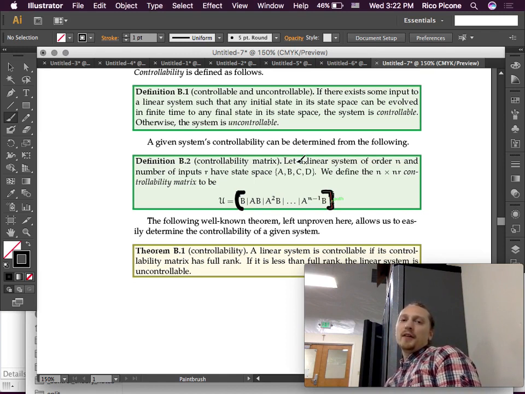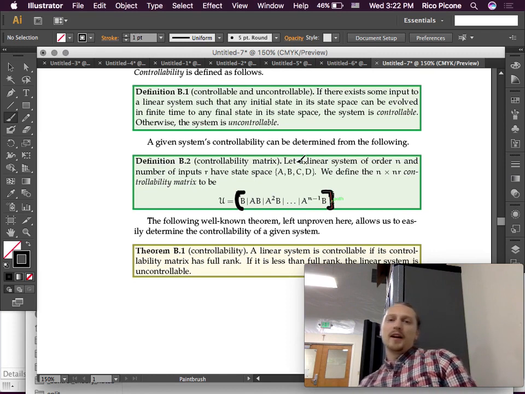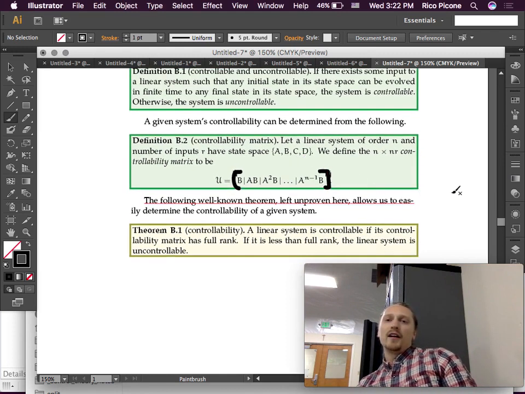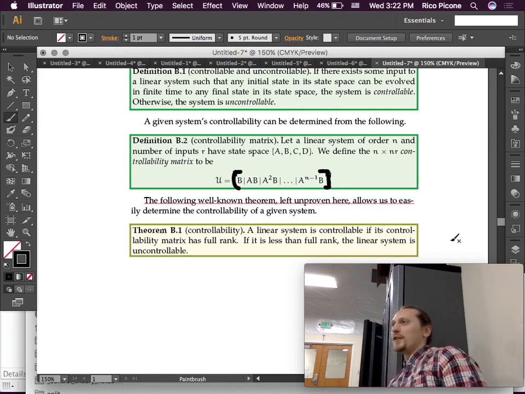The following well-known theorem, left unproven here, allows us to easily determine the controllability of a given system. It's very powerful. Proving this is not easy, but it can be done. A linear system is controllable if its controllability matrix has full rank. If it is less than full rank, the linear system is uncontrollable. Now, you guys have used that terminology in linear algebra, right? Full rank of a matrix.